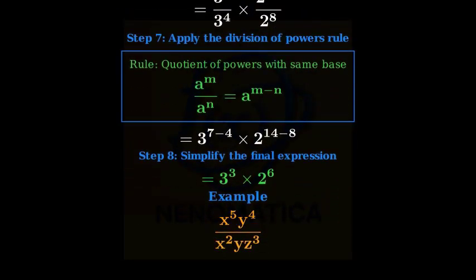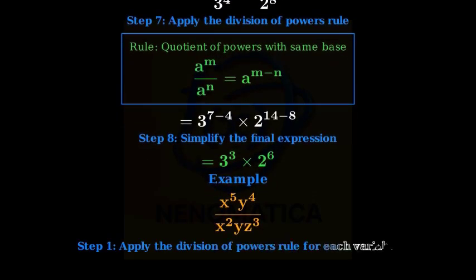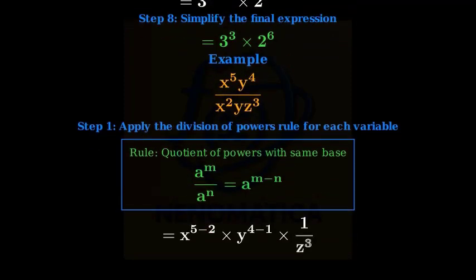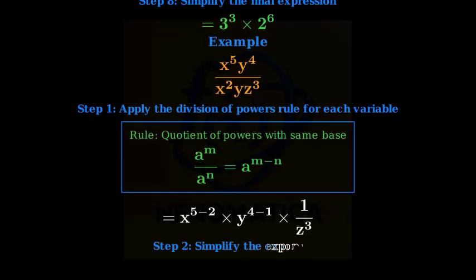We need to simplify the expression x to the power of 5 times y to the power of 4 divided by x squared times y times z cubed. To solve this problem, we'll start by rewriting the expression as a product of powers. For each variable, we'll subtract the exponents in the denominator from those in the numerator. Now, let's simplify the exponents.